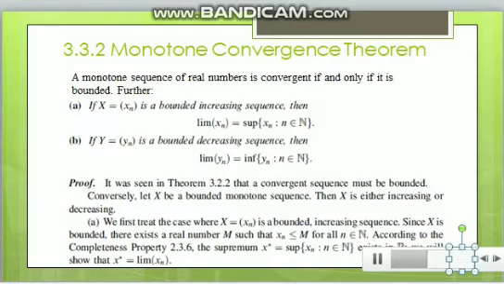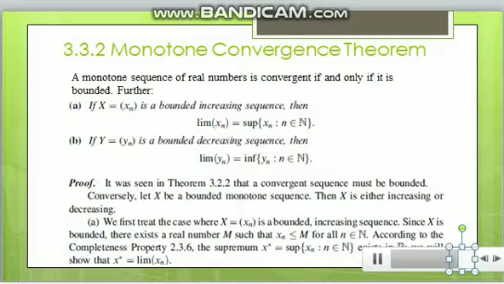It was shown in Theorem 3.2.2 that a convergent sequence must be bounded. Conversely, let X be a bounded monotone sequence, then X is either increasing or decreasing. A: We first start with the case where X equals (xn) is a bounded increasing sequence. Since X is bounded, there exists a real number M such that xn is less than or equal to M for all n elements of the natural numbers.